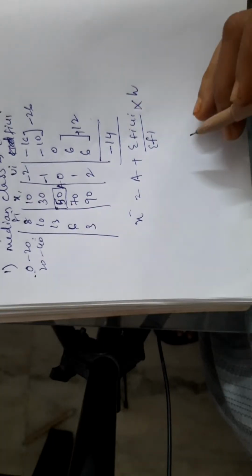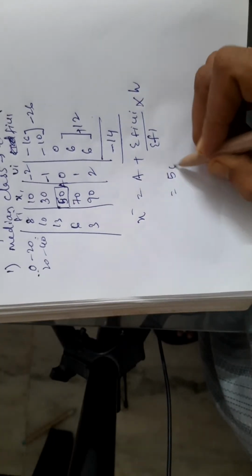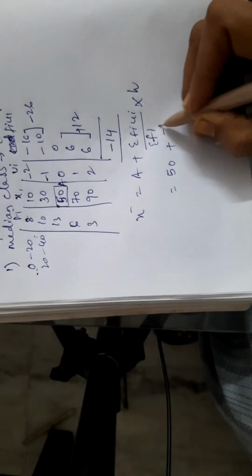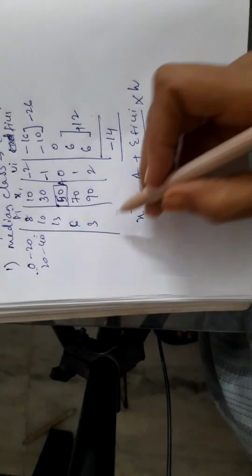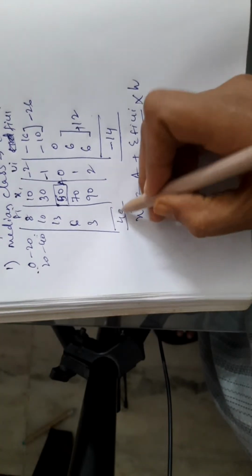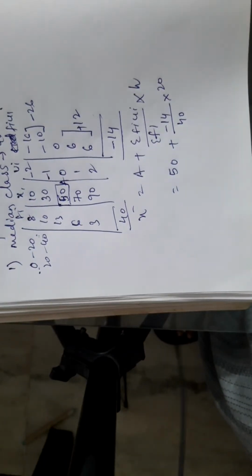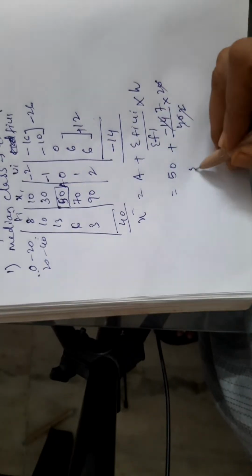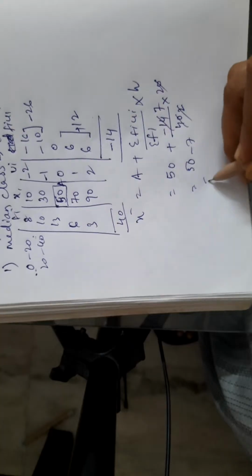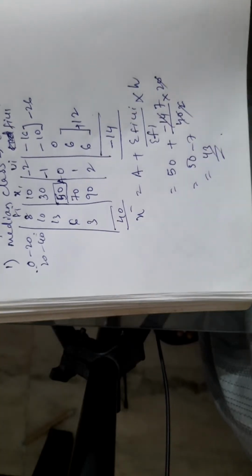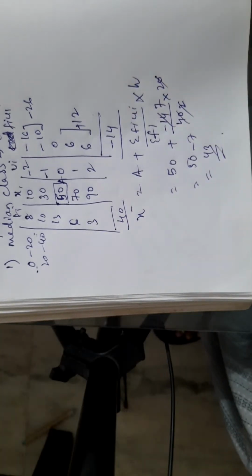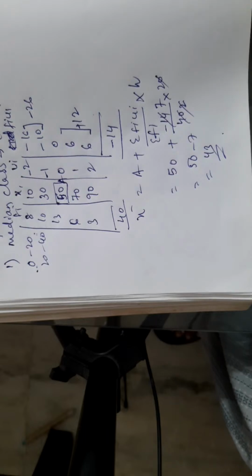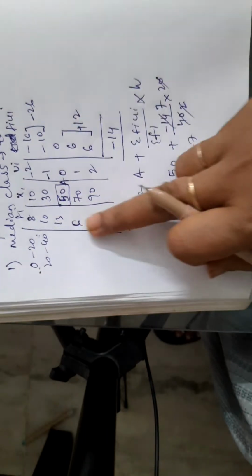Now mean is A plus sum of fiui divided by sum of fi, multiplied by class interval. A we assumed 50, sum of fiui we got minus 14, sum of frequency is 40, multiplied by class interval 20. So 2 twos are 4, 2 fives are 10, minus 7. It's 43. So we completed the second question. The first question was, what is the median class?